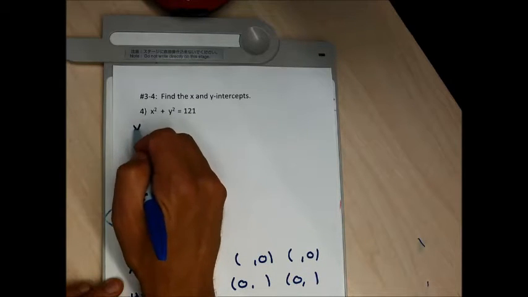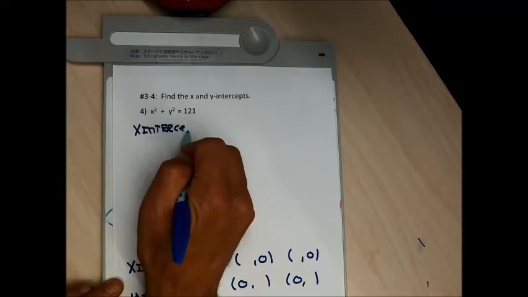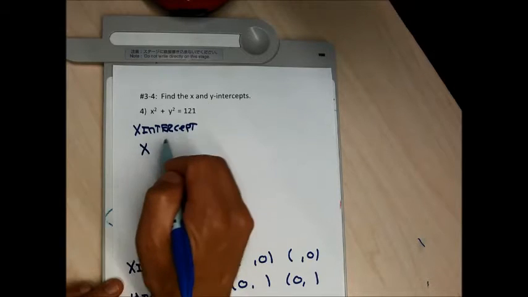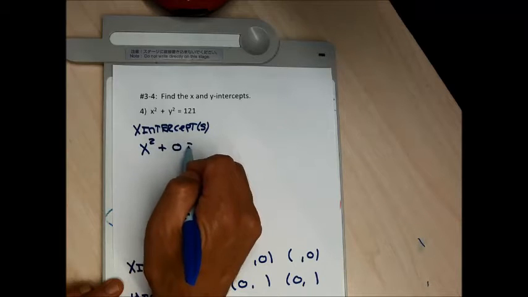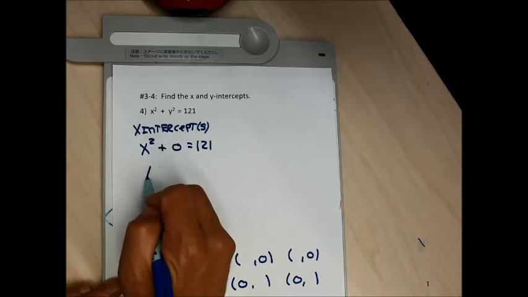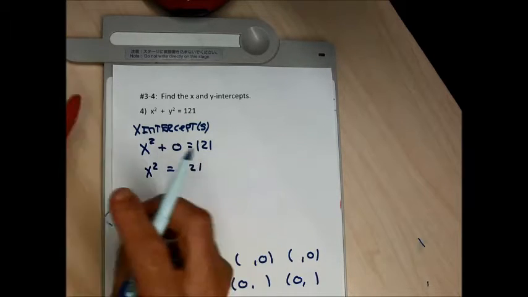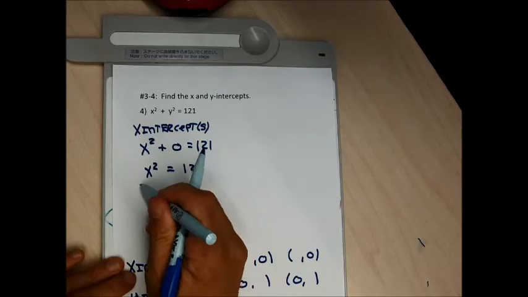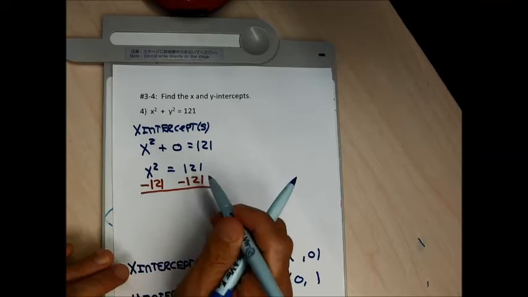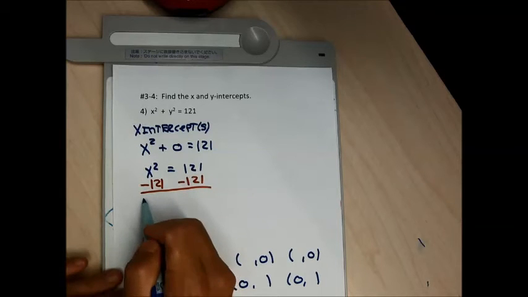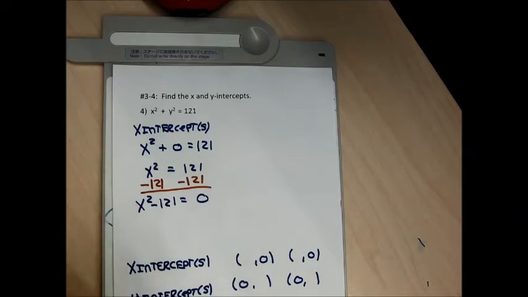To find the intercepts, there's going to be two ways to get them. Either you can factor or square root. So to find the x-intercepts, I'm going to plug 0 in for y and get x squared plus 0 equals 121. This gives me x squared equals 121. The safer way to solve this is to set it equal to 0 and solve by factoring, because then you'll get both the x-intercepts and won't make the common mistake that a lot of students might make. So this is one way to get the intercept.